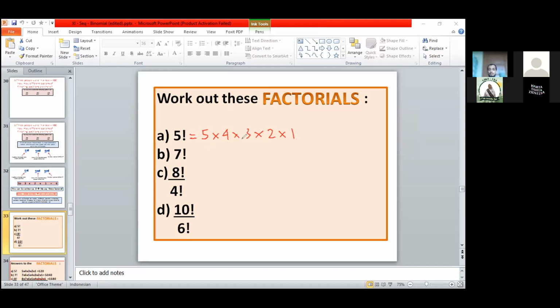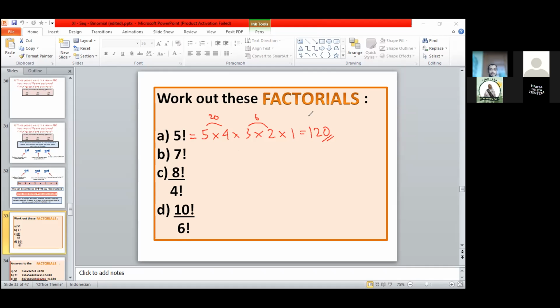And then we can compute this. So 5 times 4 is 20, 3 times 2 is 6, and then this is 1, so we can ignore this. And so the result, 5 factorial, will be 120. So this is the answer. How about 7 factorial? Basically this is the same. So 7 times 6 times and so on until 1.